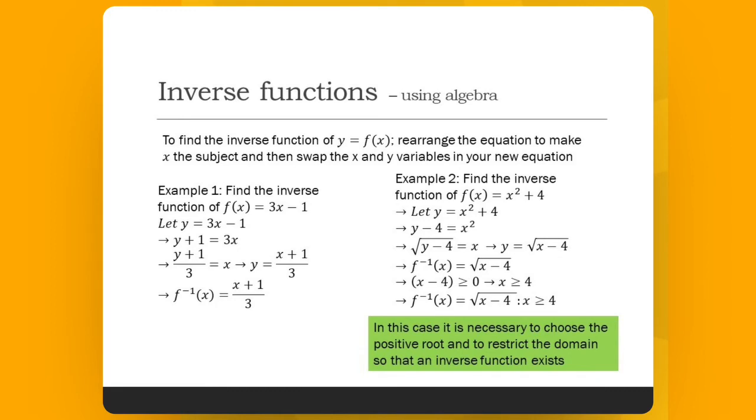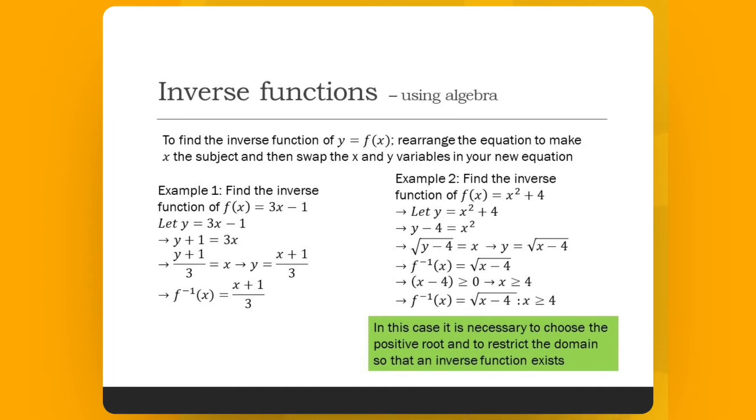First example, find the inverse function of f of x equals 3x minus 1. Let y equals 3x minus 1. Then step 1 is we add 1 to both sides. So we have y plus 1 equals 3x. And then we divide by 3 on both sides to have (y plus 1) all divided by 3 equals x.